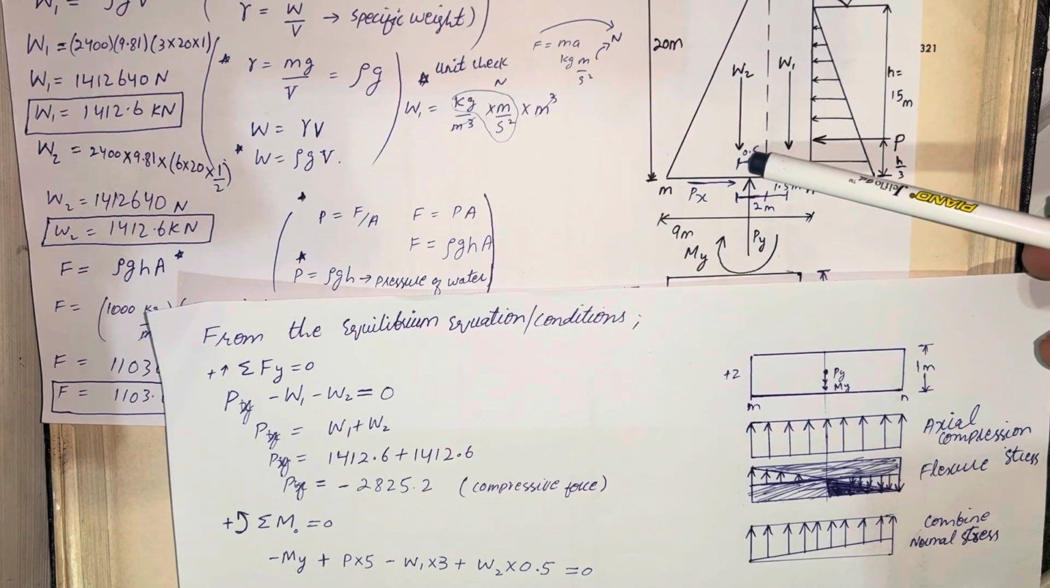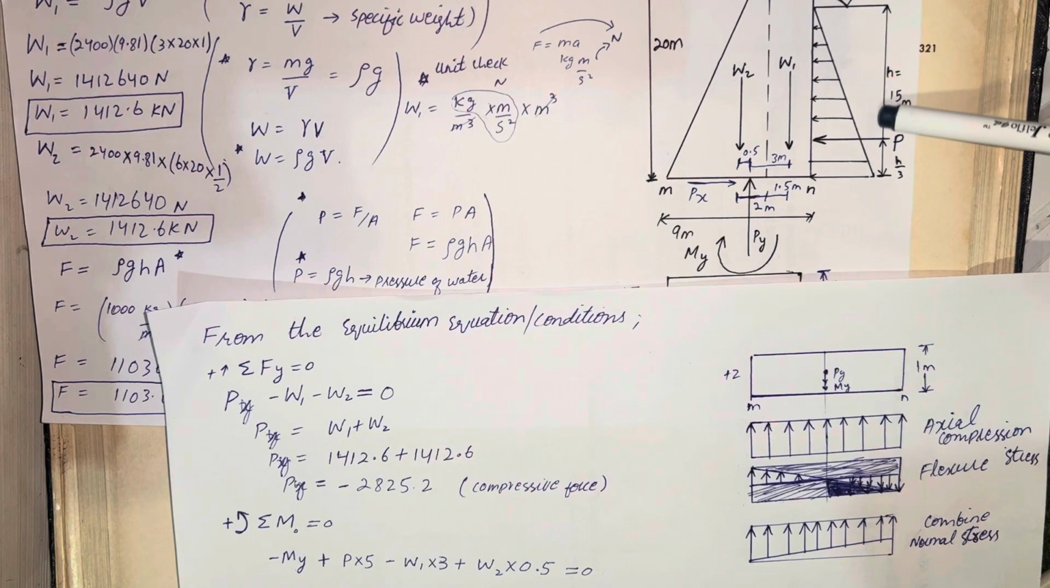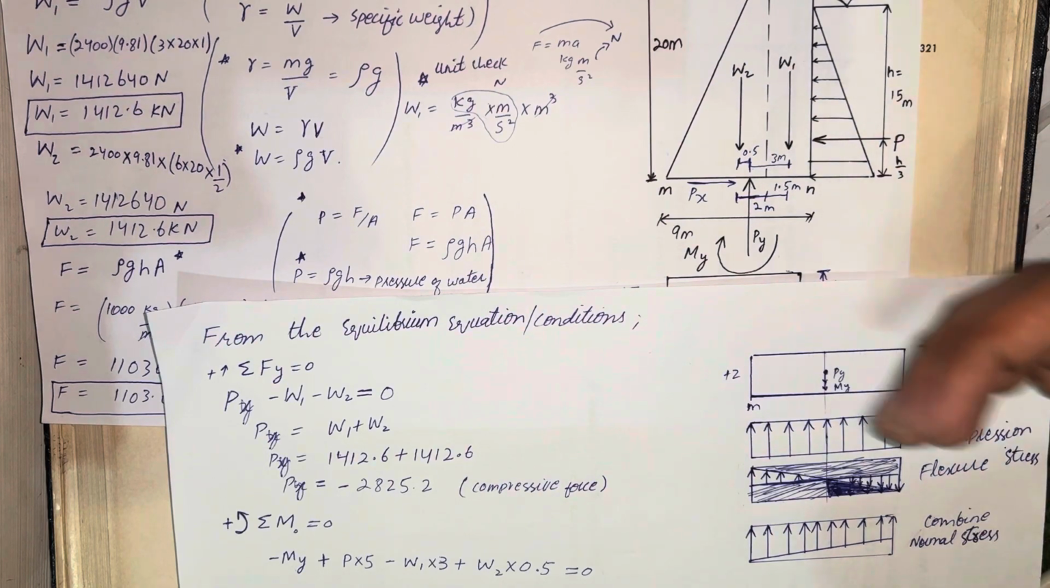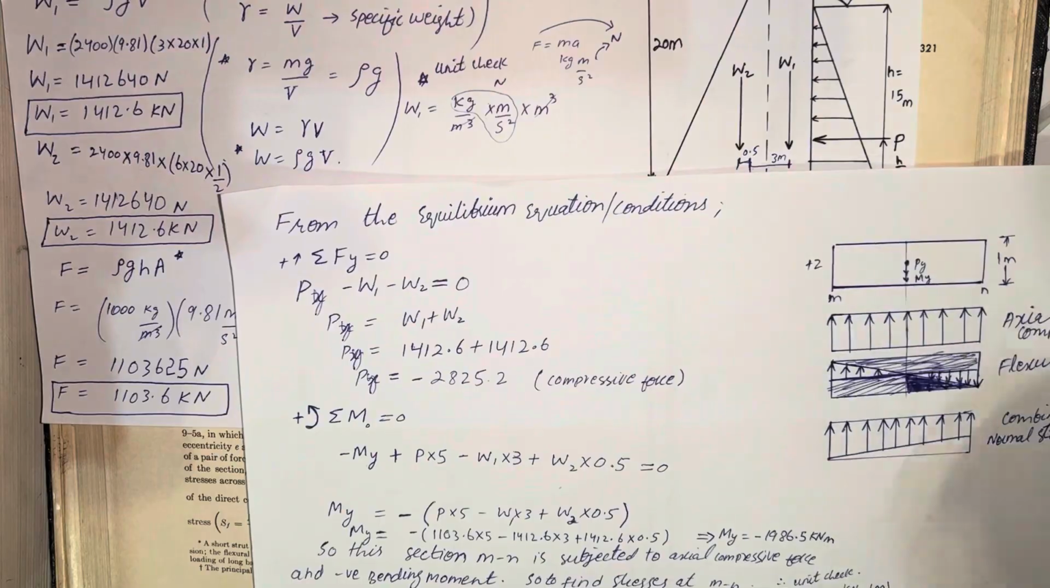And then here this P force is multiplied by its moment arm about this point. It is the L by 3 distance of this 15. So here 15 by 3 becomes equal to 5. So P into 5, it's creating anti-clockwise rotation, so it will become positive.